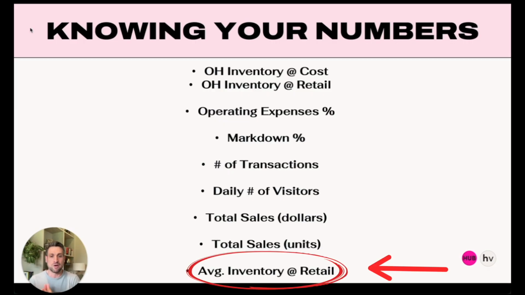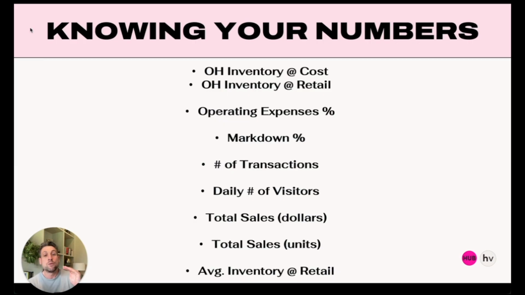And then finally, your average inventory at retail. Well, to find this, we have two options. So your average inventory at retail is going to be your month-end inventory for January and your month-end inventory for December in the same year. You're going to add them together and divide them by 2. And what that should tell you is approximately what was the average amount of inventory you held throughout the year. So it's going to show you kind of your peak and your lowest.